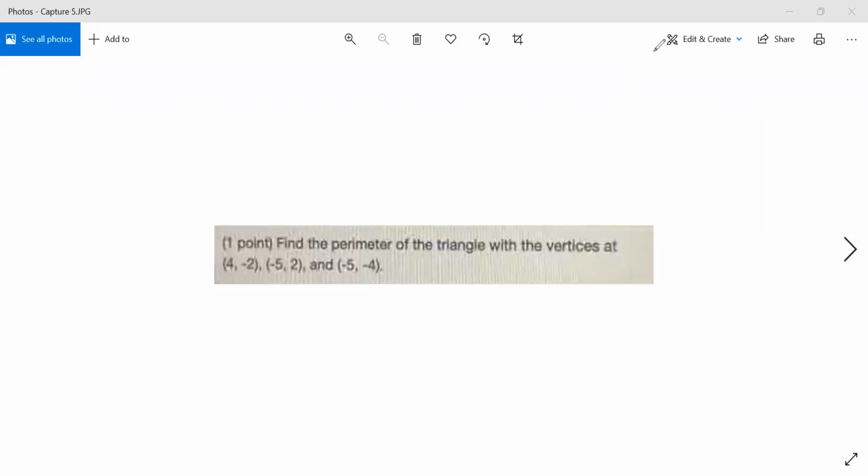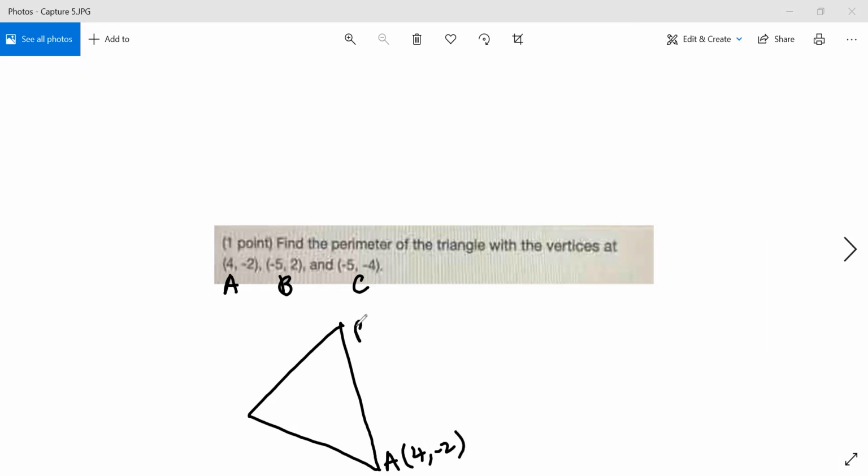We're going to find the perimeter of a triangle with these vertices. Let me call them A, B, and C. So we have 3 points. You can just make a random one; it doesn't really matter, you don't have to plot it correctly. A is (4, -2), and let's say B is (5, -2), and C is here.